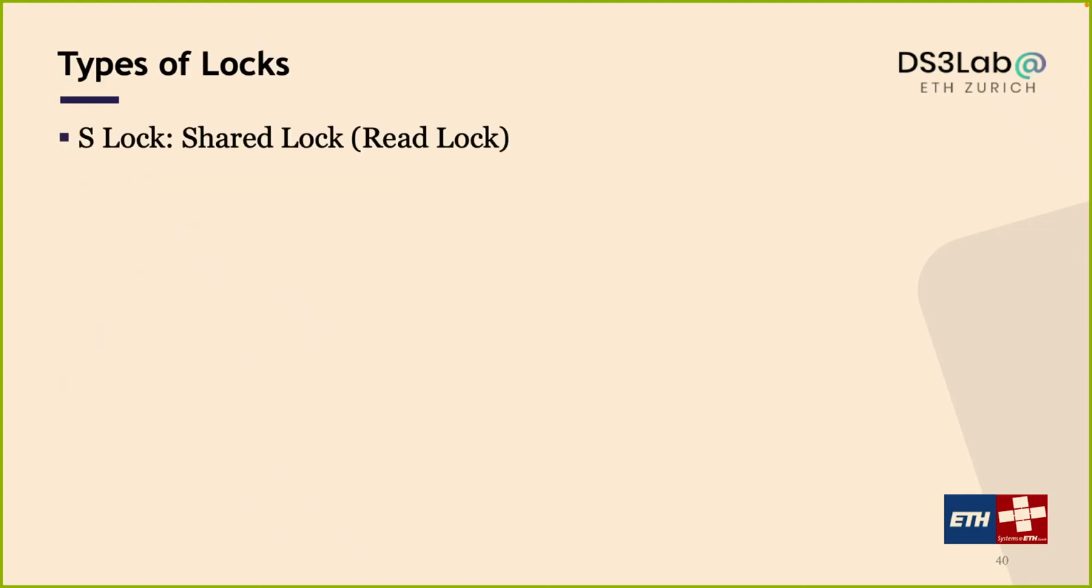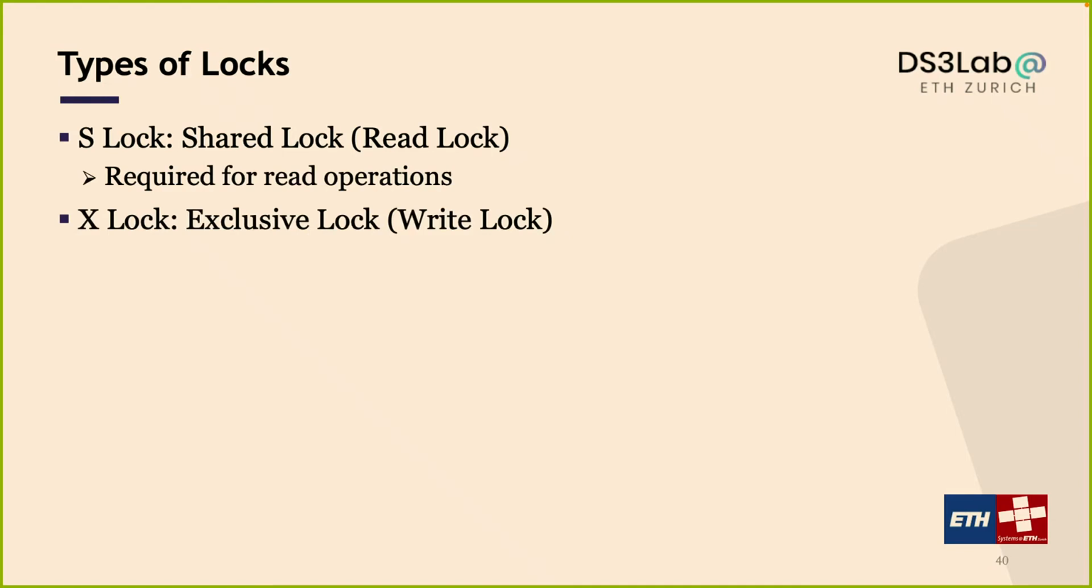Okay. So here we talk about two very simple types of locks. The first one is called a share lock, which is the thing that you acquire when you want to read something. The second is called an exclusive lock, the write lock. You acquire this before you want to write something. So there are these two different levels of locks. When you read something, you need a share lock. When you write something, you need an exclusive lock.